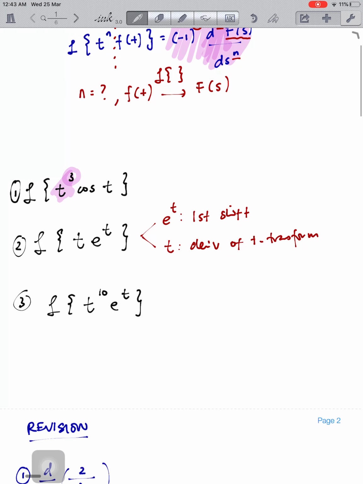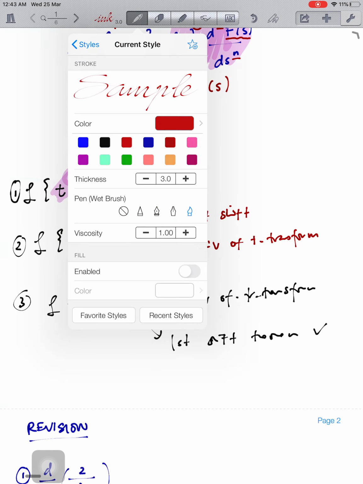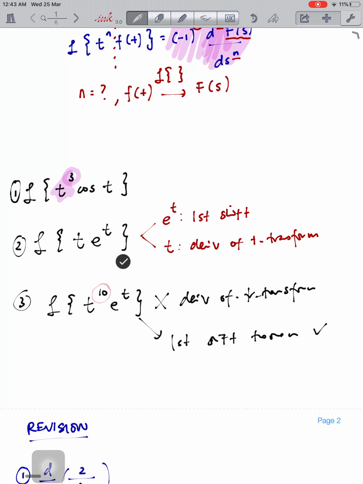When you come across something like this, for the sake of your sanity and mine, please do not use the derivative of t transform. Do not use this transform. Instead, please use the first shift theorem. The reason is, if you were to use the derivative of t transform, let's have a look at the power of t. This t to the power of n is t to the power of 10.